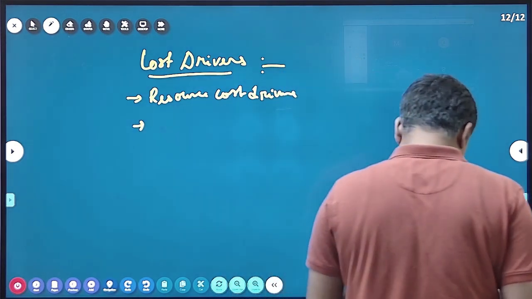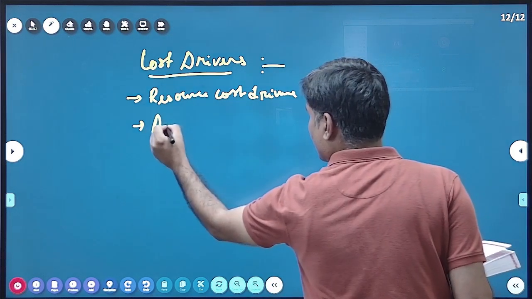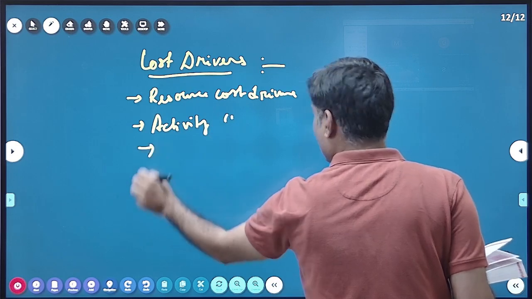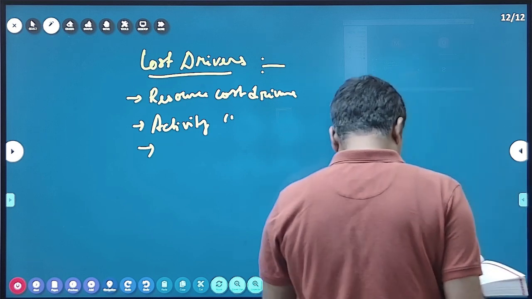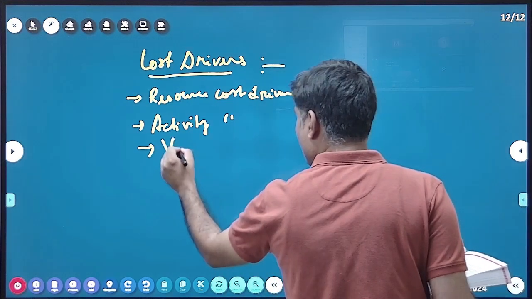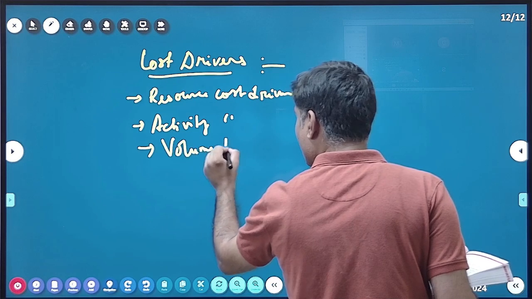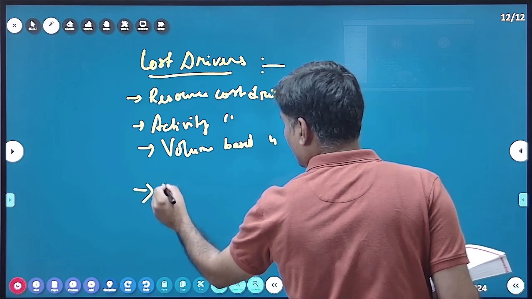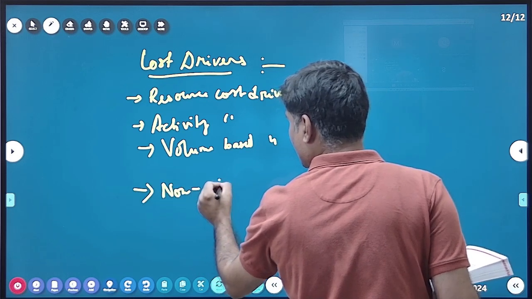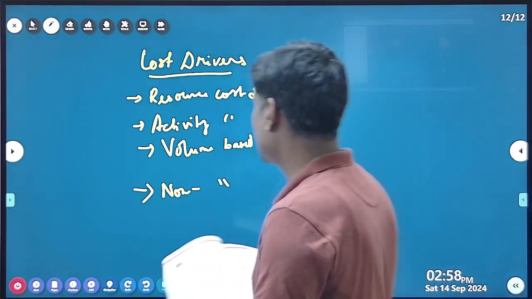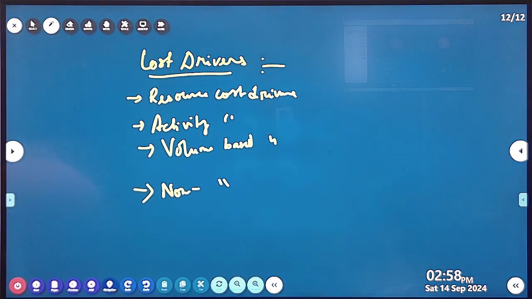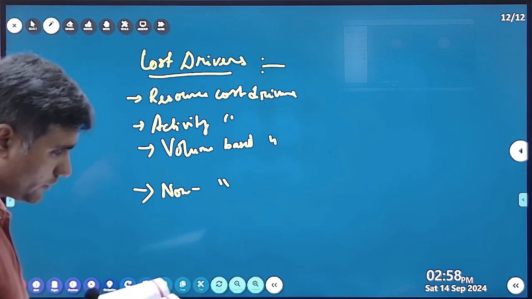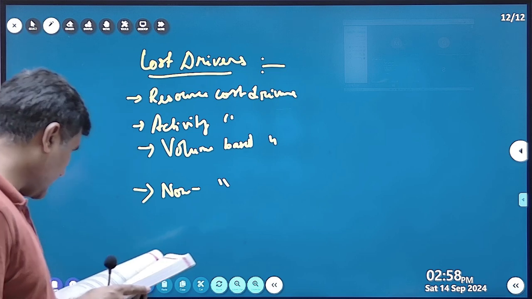then activity cost drivers, then volume based cost drivers, then non-volume based cost drivers. So these are the types of cost drivers: resource cost drivers, activity cost drivers, volume based cost drivers, and non-volume based cost drivers.